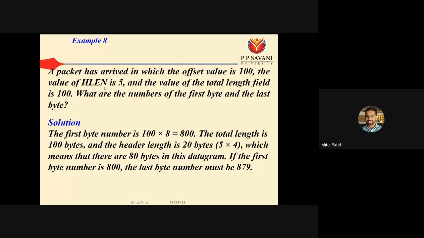The value of HLEN is 5. So 5 into 4, 20 bytes is our header. Total length is 100 bytes. So our data length is 100 minus 20, so 80 bytes. So our data is 80 bytes. If the first byte is 800, then 800 plus 80, so the last byte number is 879.